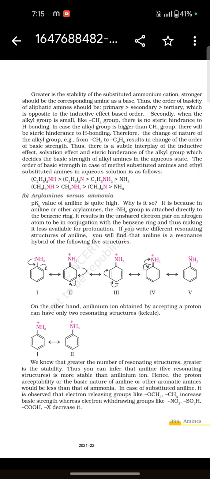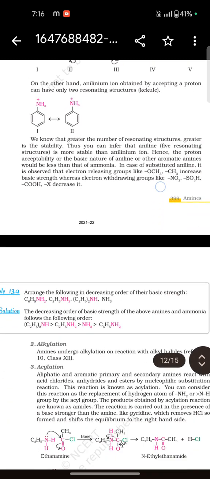In case of substituted aniline, it is observed that electron releasing groups like OCH3 and CH3 increase basicity, whereas electron withdrawing groups like NO2, SO3H, and COOH decrease it.